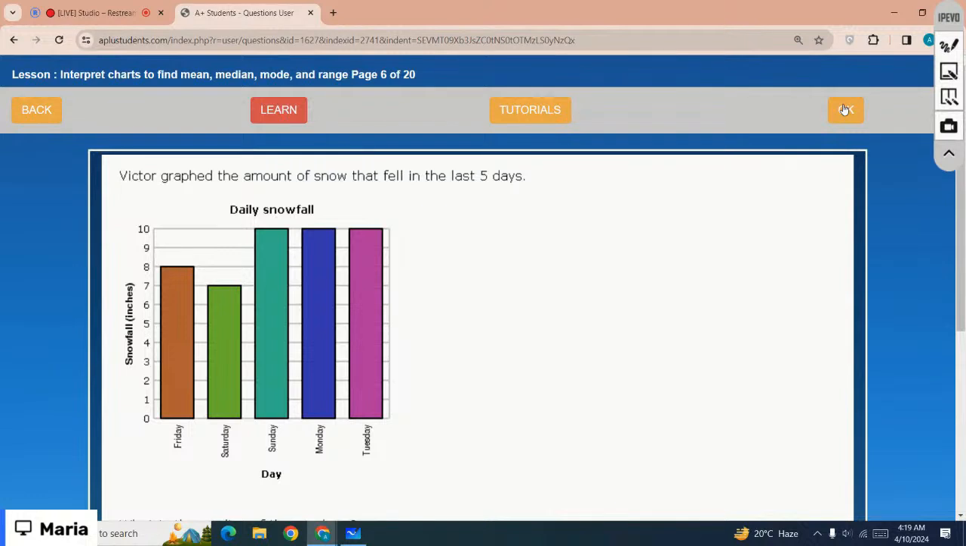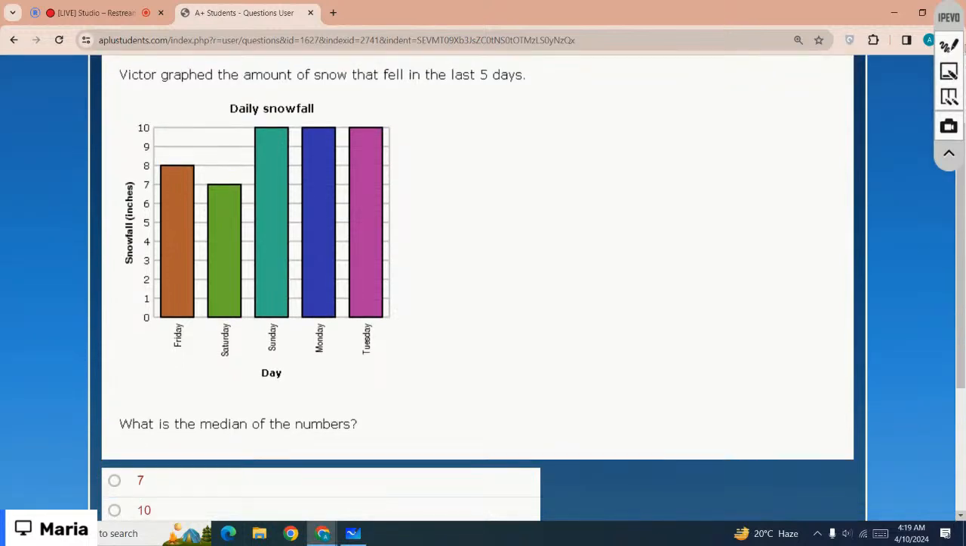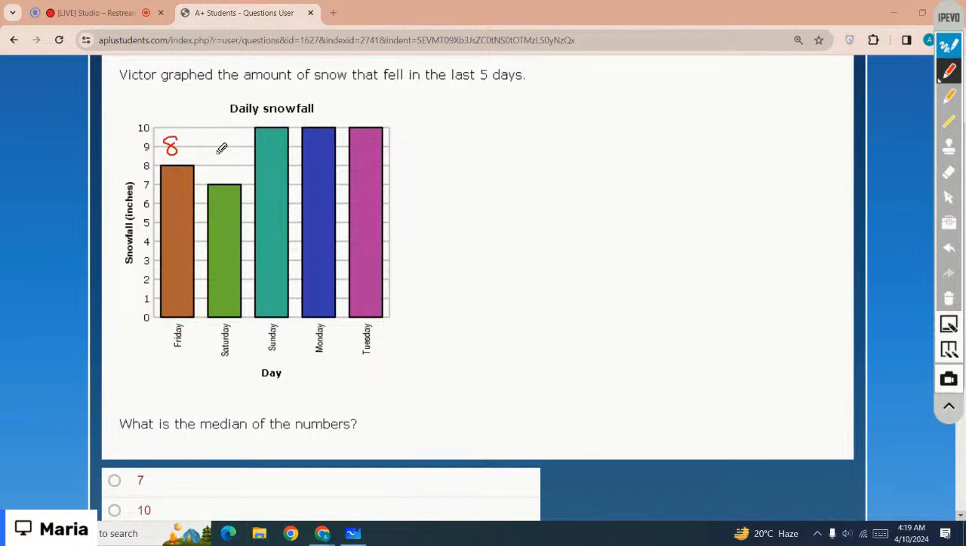Victor graphed the amount of snow that fell in the last 5 days. What is the median of the numbers? Okay, you have to calculate the median. 8, 7, 10, 10, 10. So just arrange them from least to greatest. The median is 10. The correct option is 10.